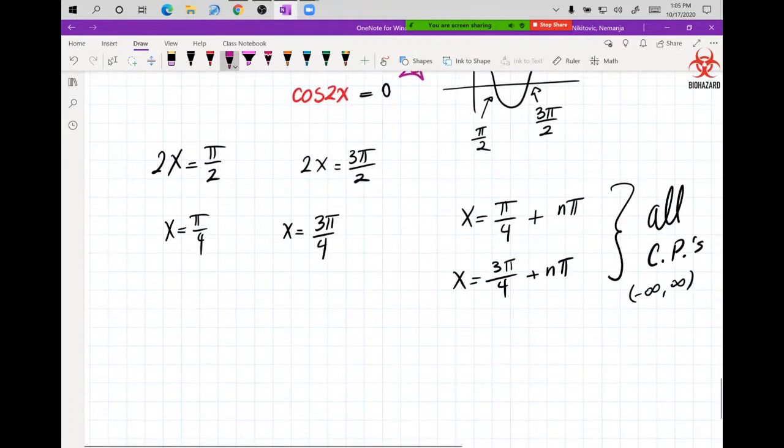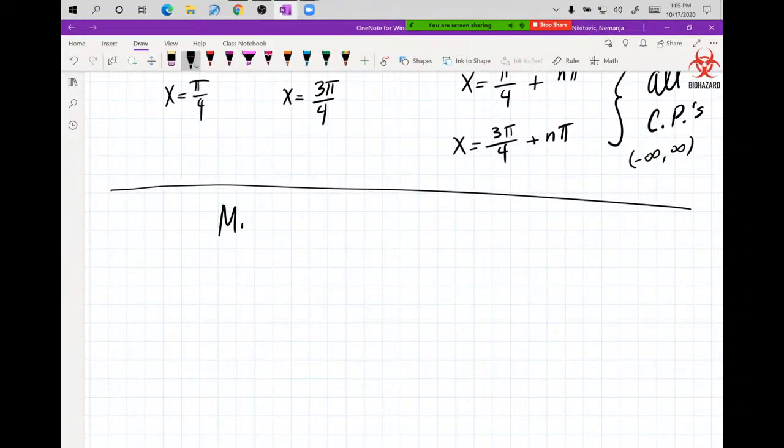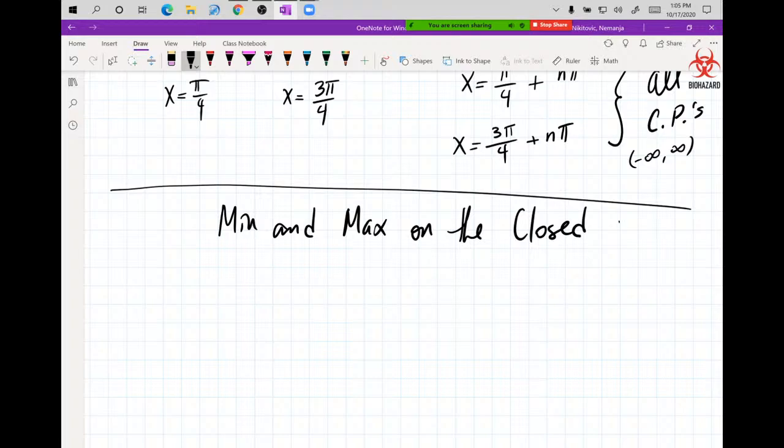Okay, what is left? Well, min and max on the closed interval. So far, you were looking for min and max on the entire domain. And we have seen functions that do not have min and max: 1 over x, 1 over x squared, e to the x, ln x. Right? None of them have min and max.